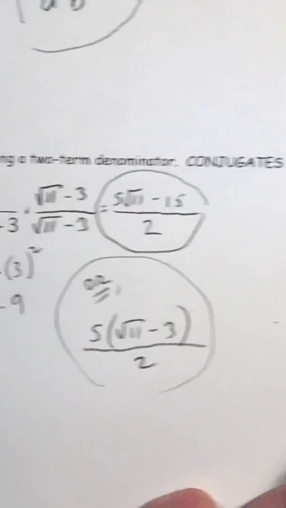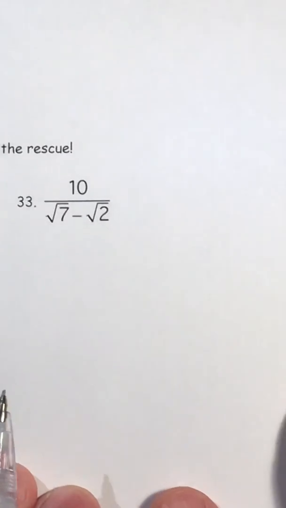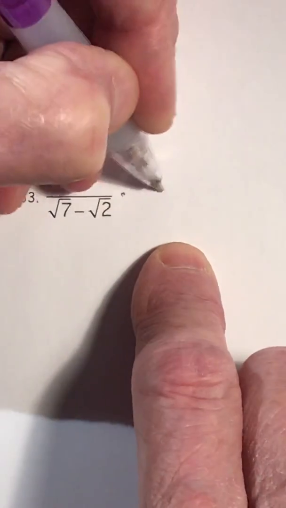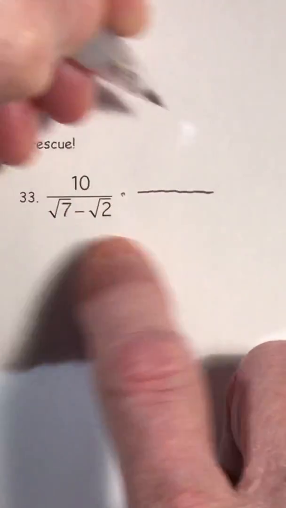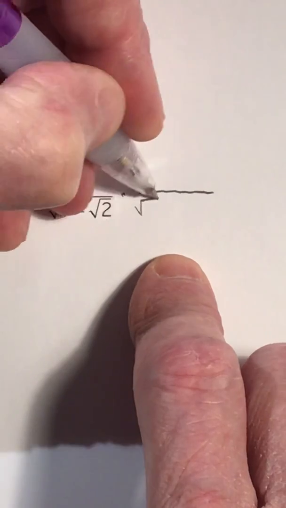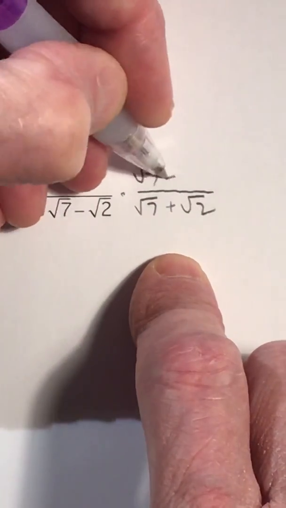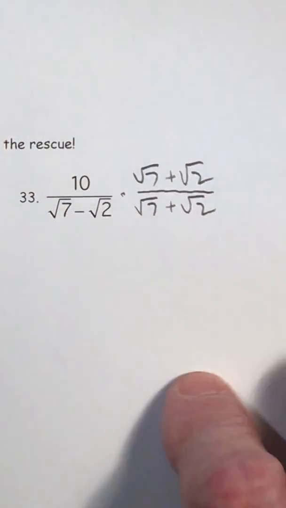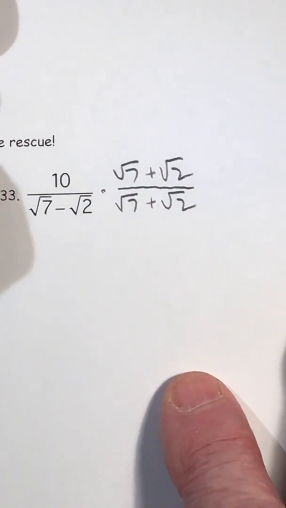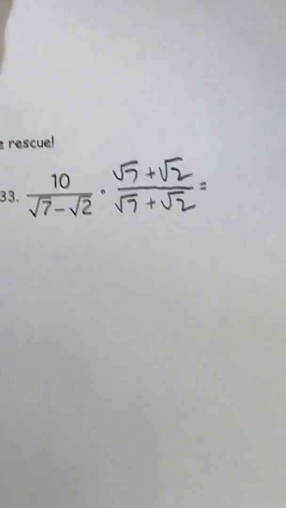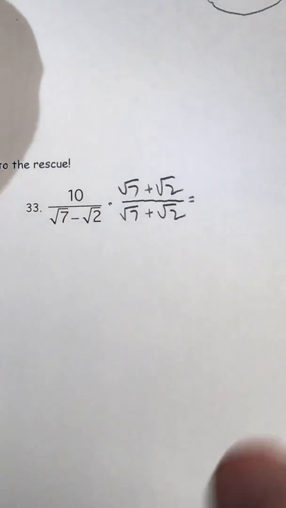And finally, on page 5, exercise 33. So what are we going to multiply by? The conjugate of root 7 minus root 2, which will be root 7 plus root 2. So, for the denominator, let me zoom out just a little bit here. I'm going to run out of room. Sorry.